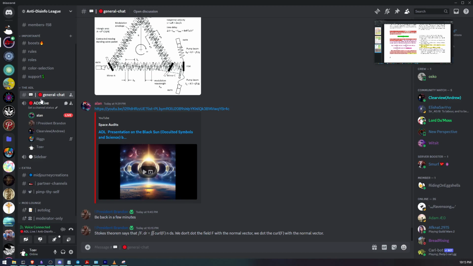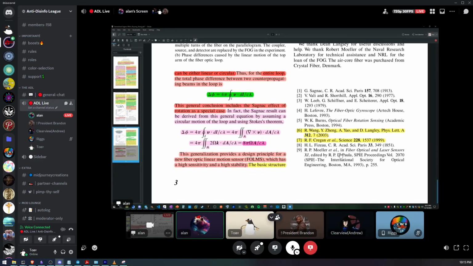What I'm familiar with in terms of curl would be from Maxwell's equations, where the curl is describing the radial change of a toroidal field. So I'm not sure how that relates necessarily. I think it's basically how he linearized it, right? I think it's related to how you go from the rotational velocity to the linear velocity. I could be wrong, but that would make sense, and that's kind of what he's saying by assuming a circular motion of the loop and using Stokes' theorem.